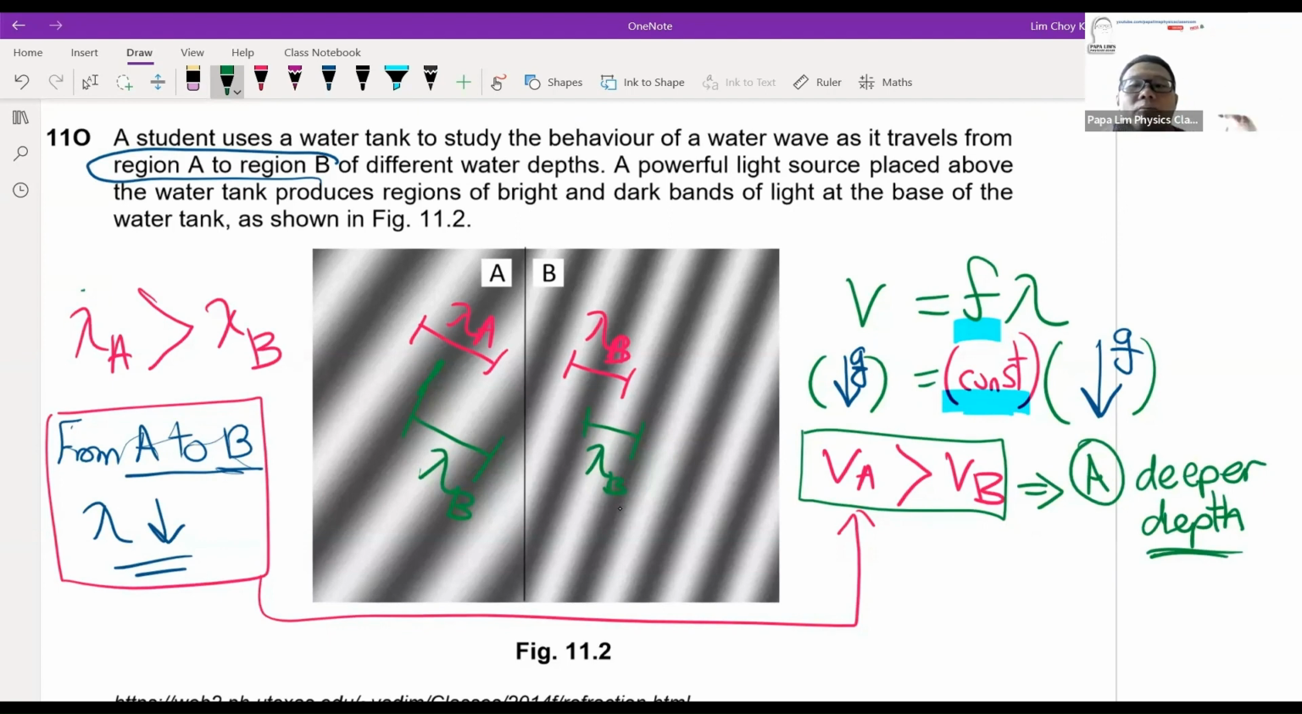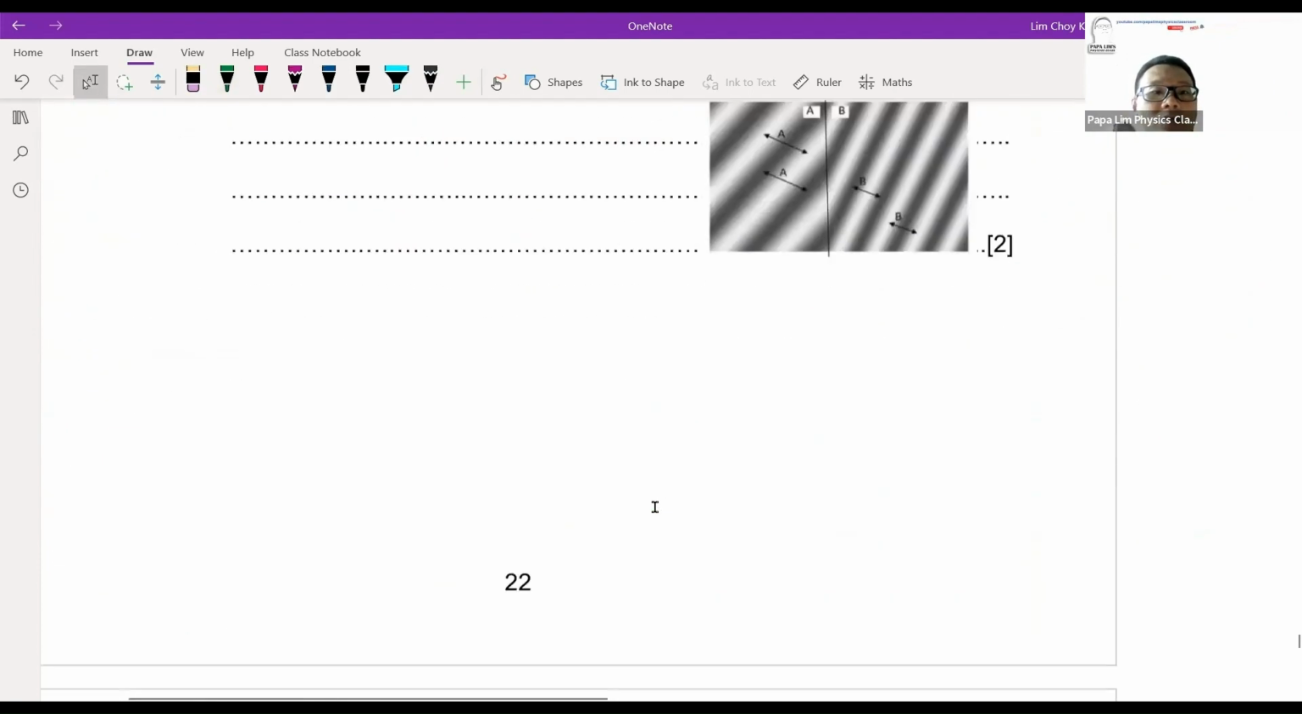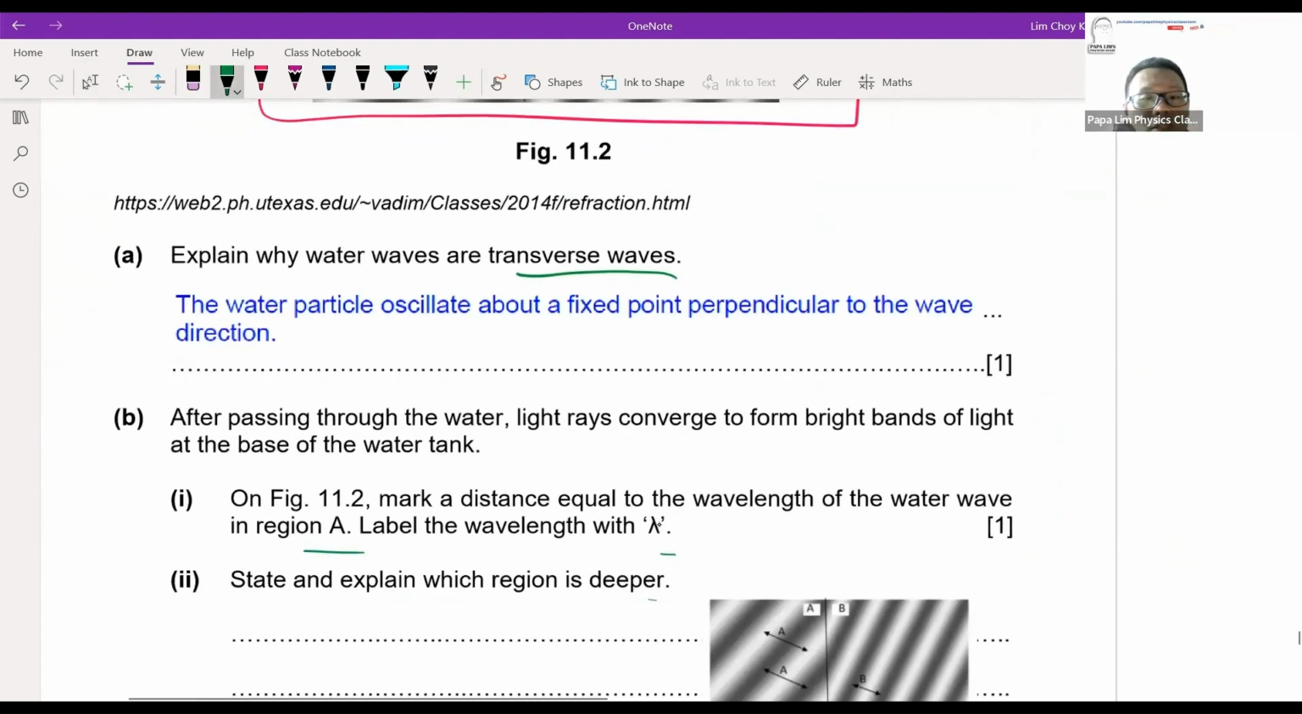So from A to B, the speed decreases when you travel from A to B. It means that A is deeper than B, which means the wave is entering a shallow region. So A will be deep, B will be shallow. Remember, when you have a deeper depth, the wave is able to spread out more, and because of that, it is able to travel a larger distance, so the speed will be higher. So in this case, which region is deeper? It means that A is deeper.